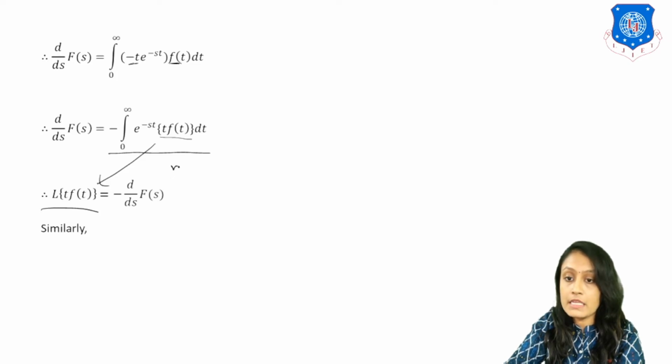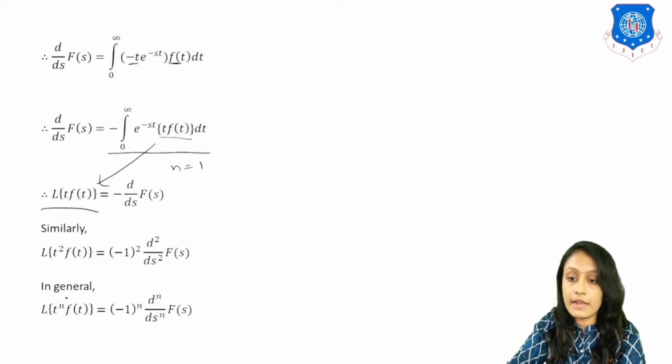Okay, so for n is equal to 1, we have this formula, that is minus d by ds of F(s). Okay, now for n is equal to 2, what we will get? Laplace transform of t square f(t) is what? Minus 1 square, that is plus 1 d square by ds square of F(s). Okay, so in general we can write Laplace transform of t raised to n f(t) is minus 1 raised to n d raised to n upon ds raised to n F(s).